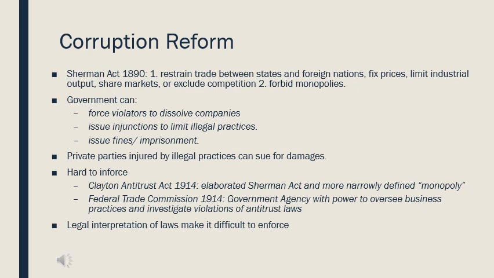To correct that, by the time we get to the 1914s, we're in a different era, the Progressive Era, and don't worry, we'll talk about that. But the Clayton Antitrust Act more narrowly defined the Sherman Act and what constituted a monopoly, and then the Federal Trade Commission created a whole separate government agency to actually oversee business practices.